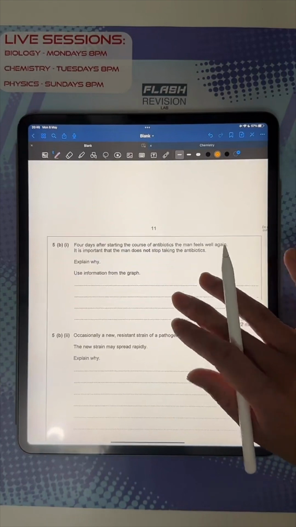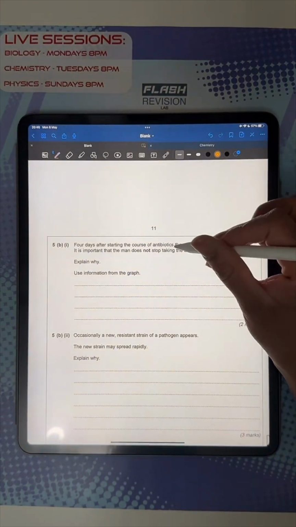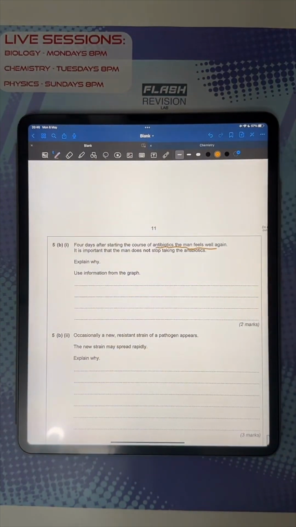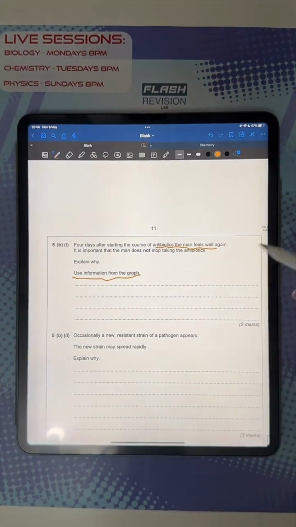Four days after starting the course of antibiotics, the man feels better again. It's important the man does not stop taking the antibiotics. Explain why. Use information from the graph. What do you guys think?